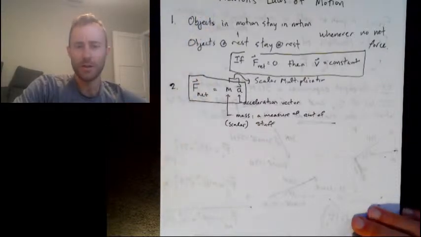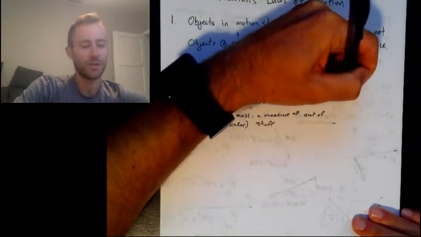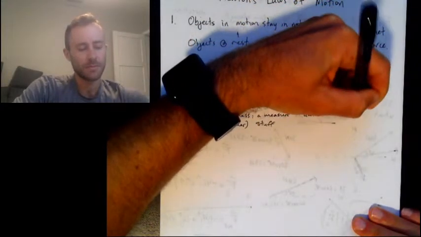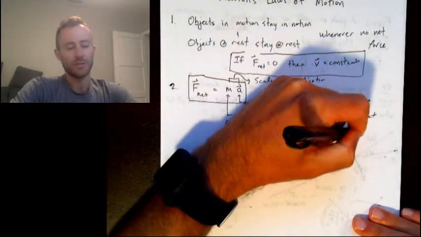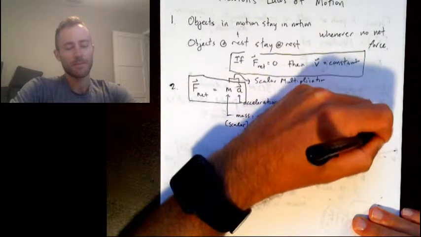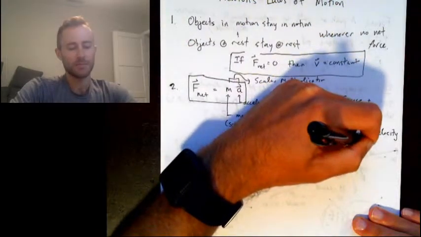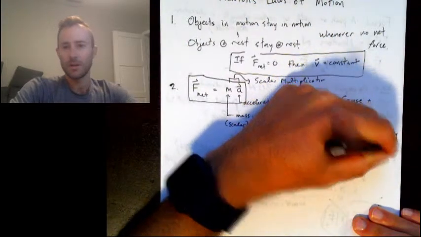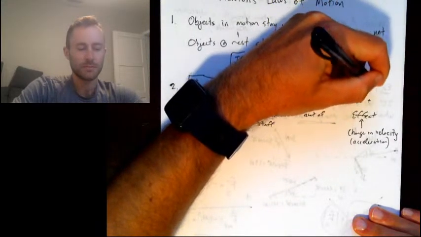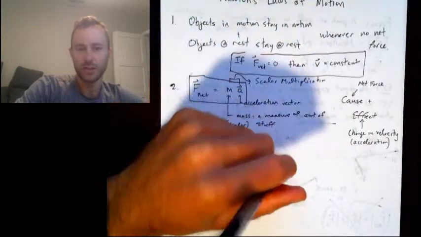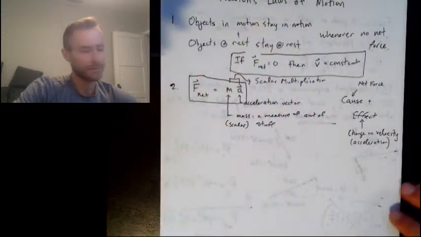Okay, really, I like to think about Newton's second law and Newton's first law as statements of cause and effect. Okay, the effect is change in velocity, which is another way of saying acceleration is happening. All right, and the cause is a net force. You can't have change in velocity without a net force. So there's cause and effect.